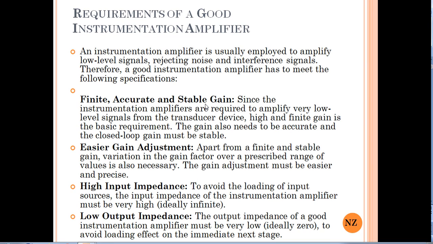Now we know that the instrumentation amplifier has to amplify what? Low level signals coming out from the transducer device. Therefore we need a very high and finite gain. This is a very basic requirement. Also accurate gain with stability is preferred.